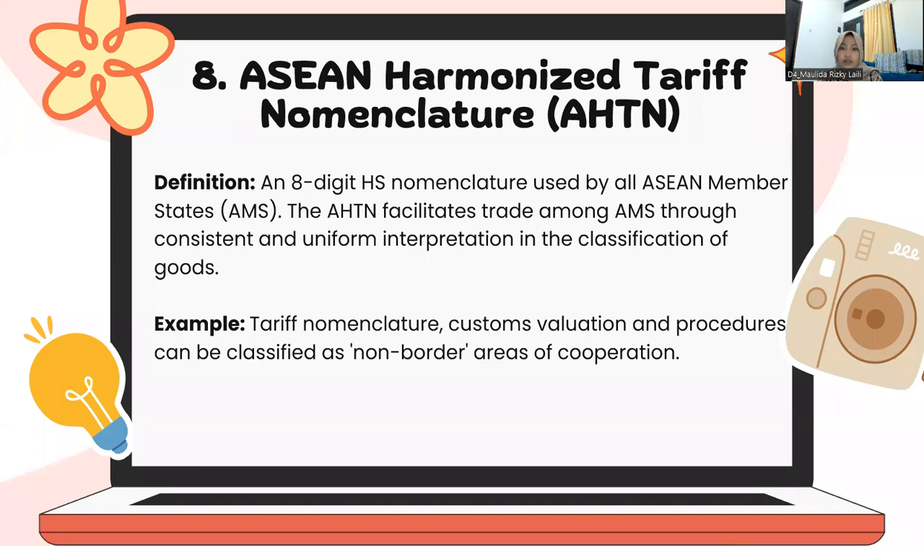Number eight, ASEAN Harmonized Tariff Nomenclature or AHTN. The definition is an 8-digit HS nomenclature used by all ASEAN member states or AMS. The AHTN facilitates trade among AMS through consistent and uniform interpretation in classification of goods. And the example sentence is, tariff nomenclature, customs valuation, and procedures can be classified as non-border areas of cooperation.